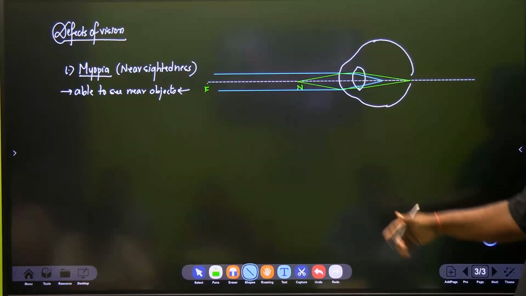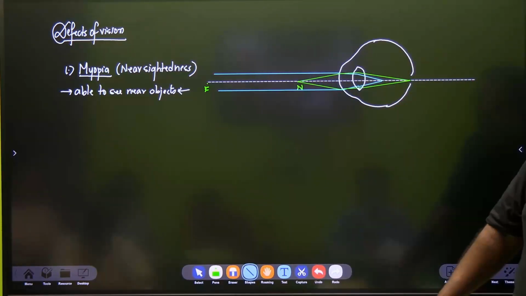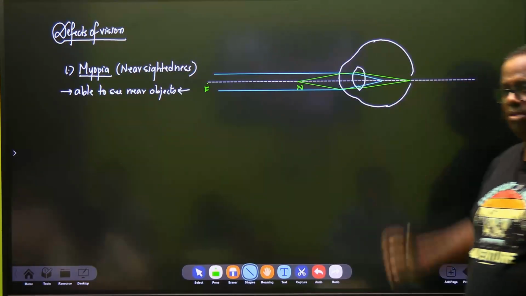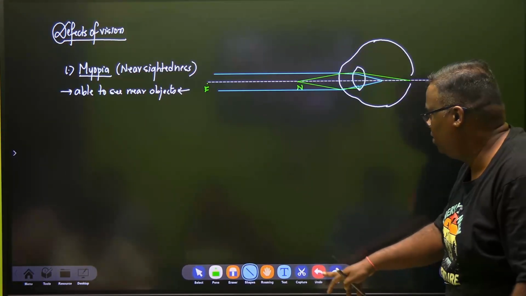Otherwise you will not be able to answer. Far off rays get extra converged. However, nearby objects can be seen. Now we need to give this person some sort of treatment. So let's see what treatment we will do.